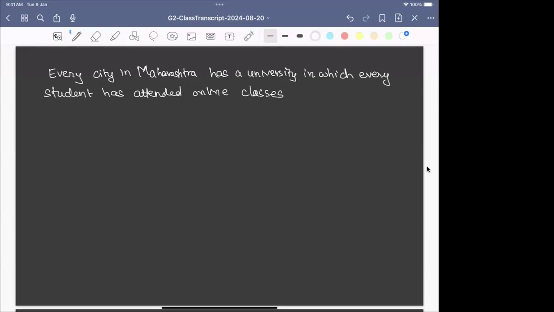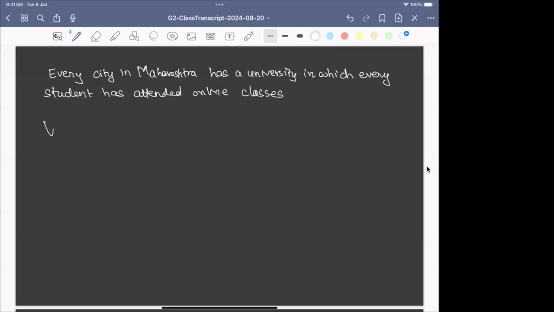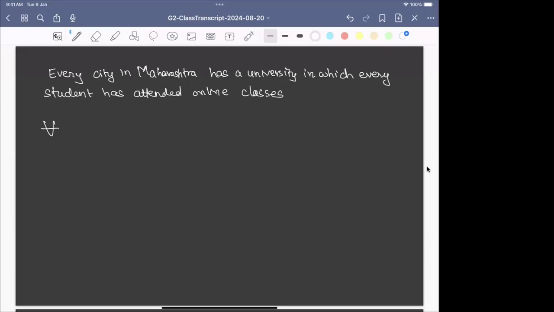Yes, sir. Tell now. What is a quantifier? For all quantifier. Yes. Given any. What is your set? Set of all cities in Maharashtra. So in some notation we want to fix. Capital C. Okay, good. Set of all cities in Maharashtra.